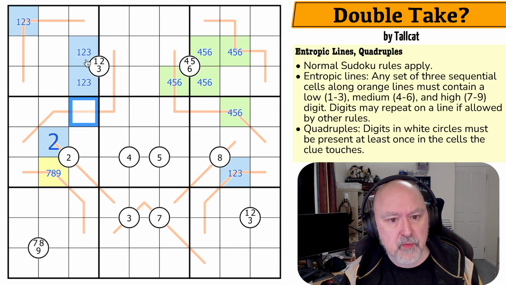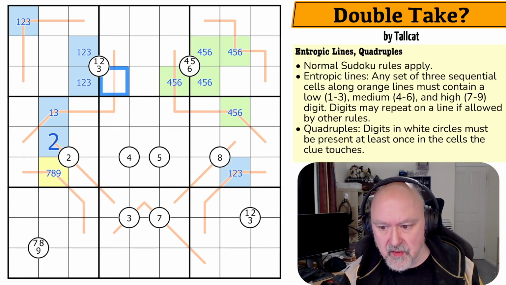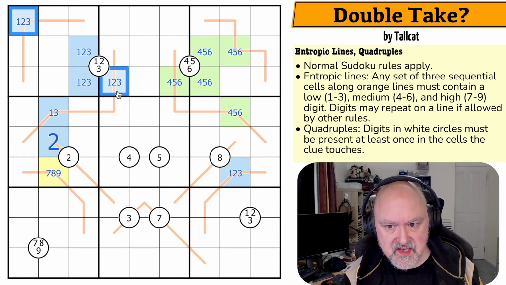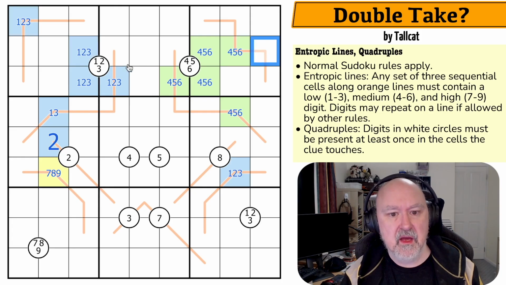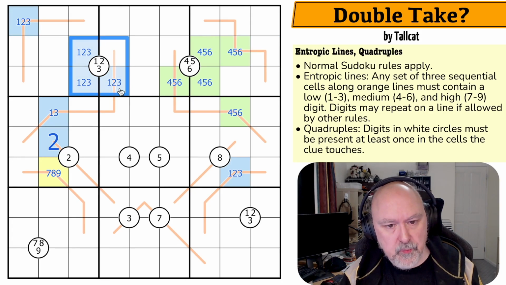This can't be low because then those would be 3 lows and there'd be no low down here and this would be broken. This must be low and be 1 or 3. And then I skip 2. This is the low digit. This is a 1, 2, 3. And those are the same, which must go there because this digit has to go around this quadruple somewhere.